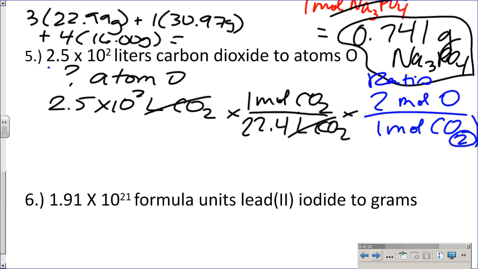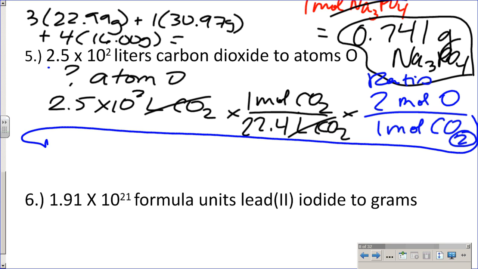Okay, still not done. Next step. Moles of CO2 cancel. Now I'm in moles of O. I'm going to get rid of moles of O, so it goes on bottom, yeah? Okay, so 1 mole of oxygen is worth how many atoms of oxygen?